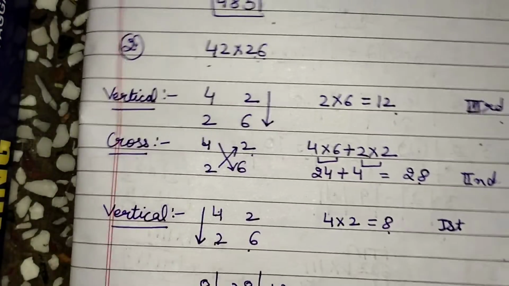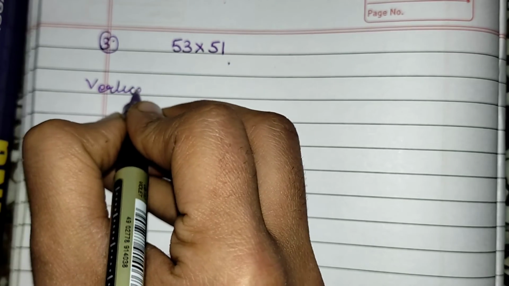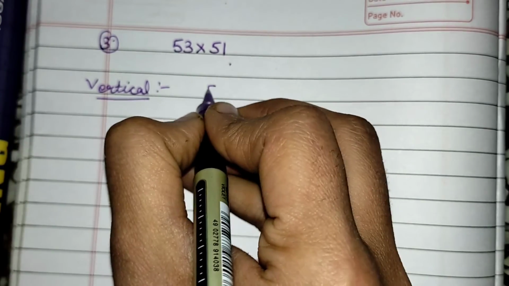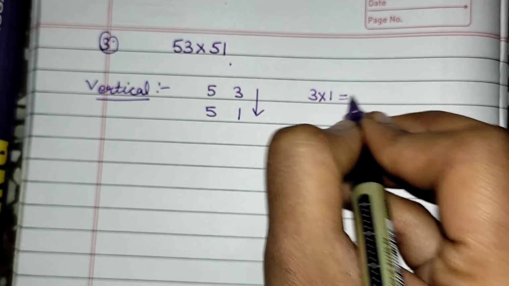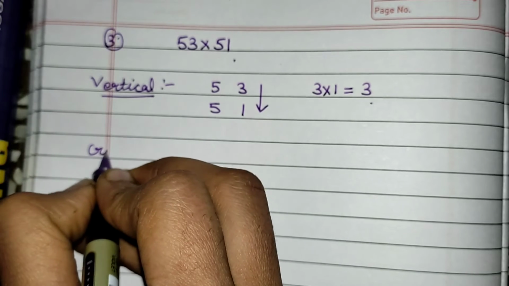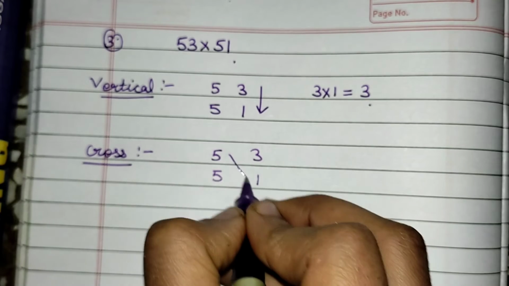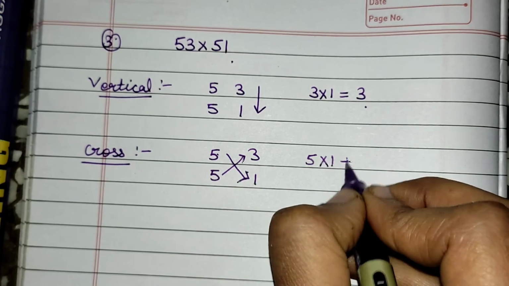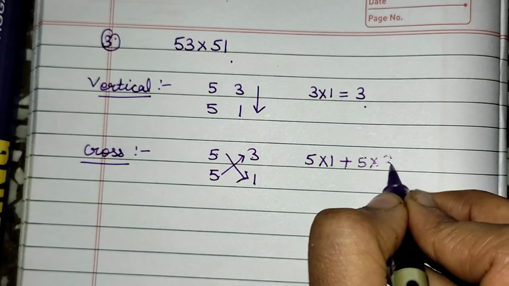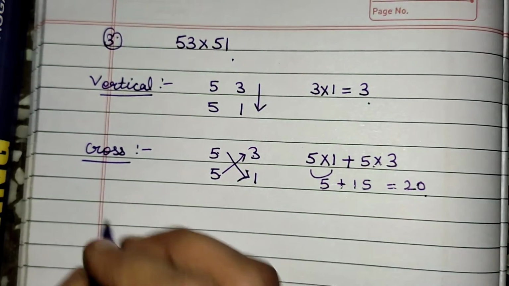Let's take another example with a carry: 53 into 51. The very first step is to take the vertical multiplication. 3 into 1 is equal to 3. Then you will do your cross multiplication, that means 5 with 1 and 5 with 3. When you do the cross multiplication, you get 5 into 1 plus 5 into 3. That means 5 plus 15, which will give you 20.